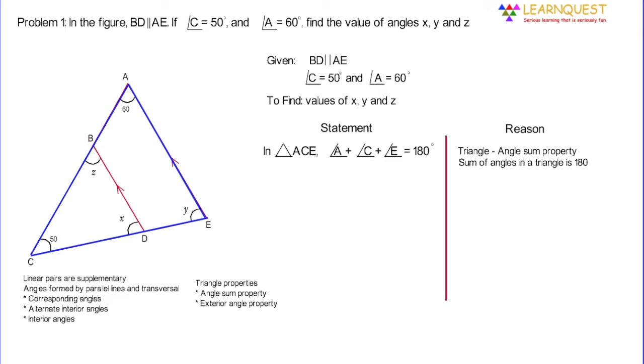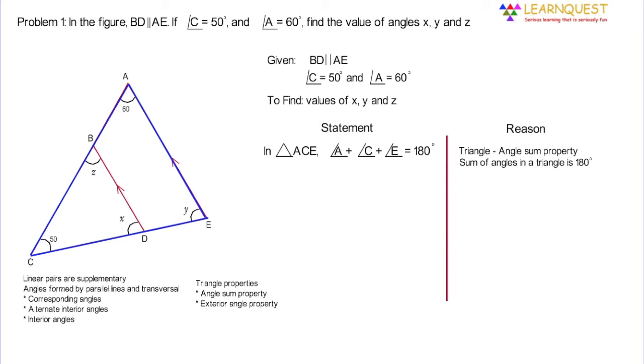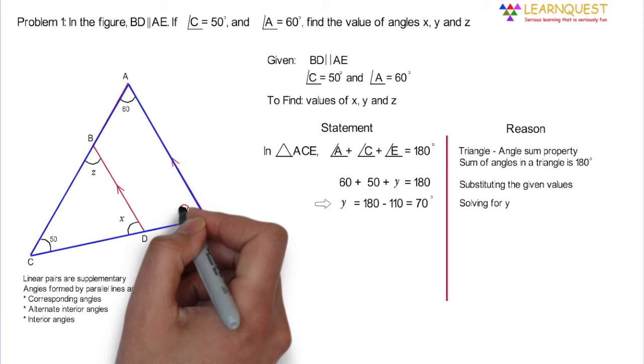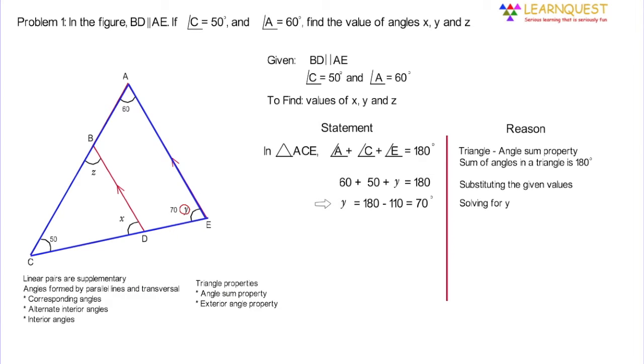Now we know the value of A, C and E. So let us substitute. A is 60, C is 50 and E is Y. So let's write it as 60 plus 50 plus Y is 180. Now this is a linear equation in Y. So let us solve it. We get 110 plus Y is 180, and on transposing 110, we get Y equals 180 minus 110, which is 70. So now we have got the value of one of the variables. Let us make a note of this in the diagram itself.